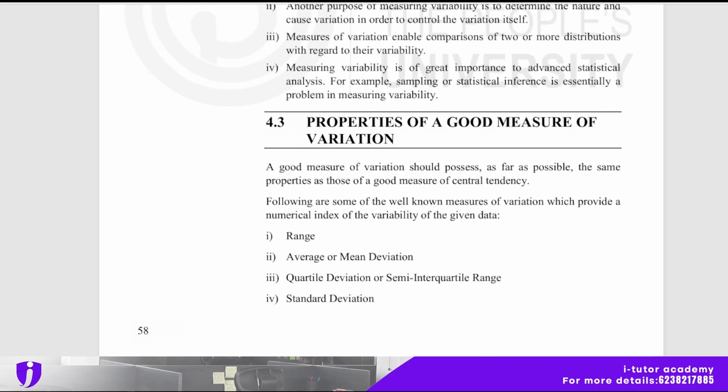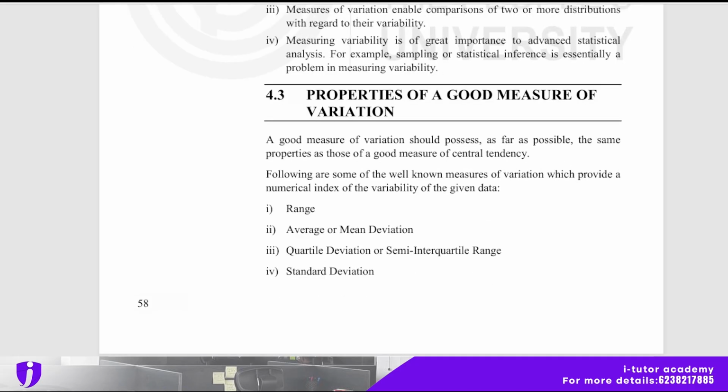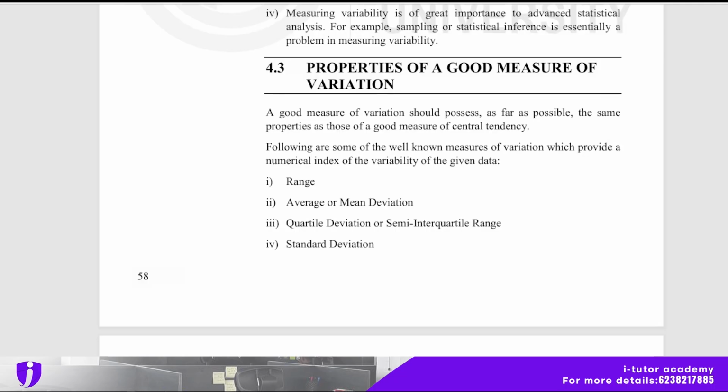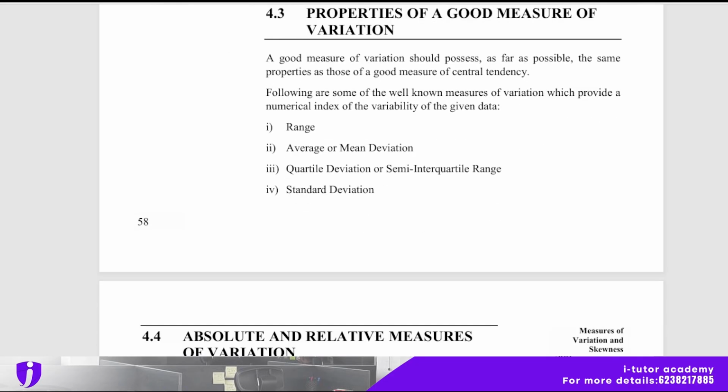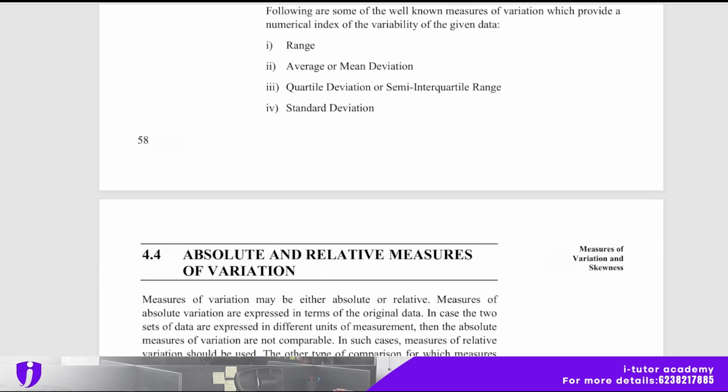Next is properties of a good measure of variation. A good measure of variation should possess, as far as possible, the same properties as those of a good measure of central tendency. Following are some of the well-known measures of variation which provide a numerical index of the variability of the given data. Range is there, average or mean deviation, quartile deviation or semi-quartile, interquartile range, and standard deviation.